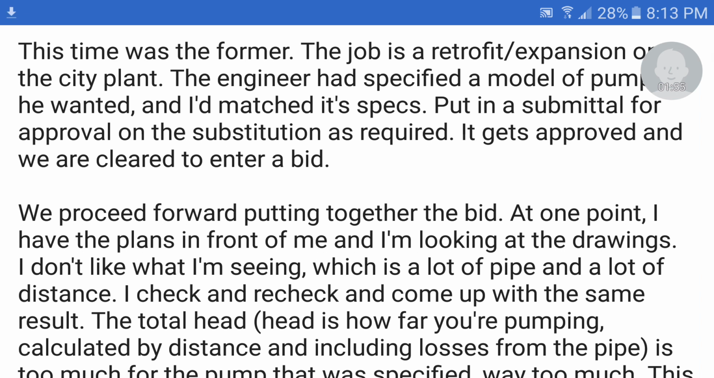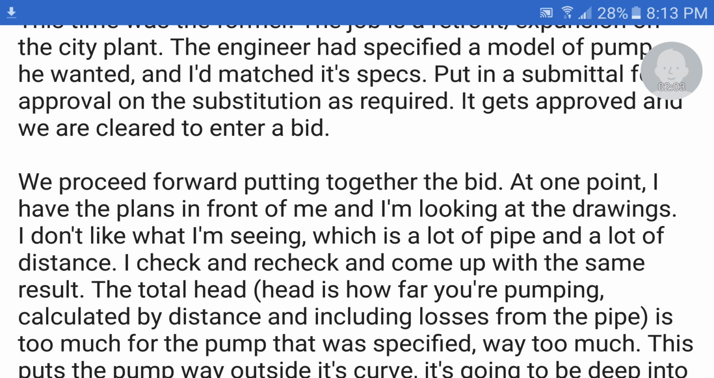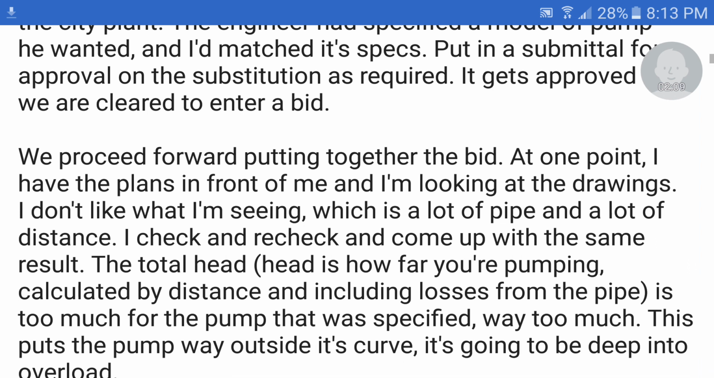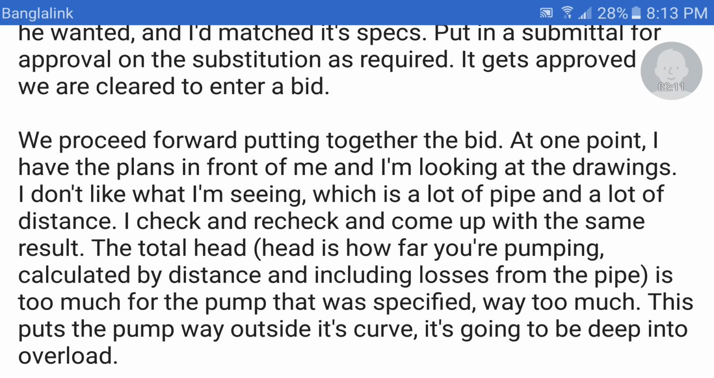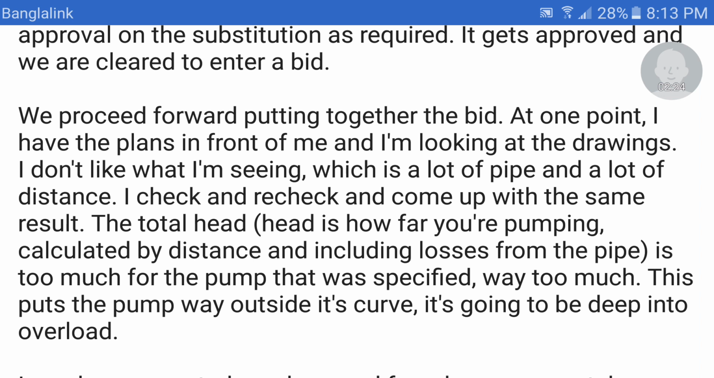At one point, I have the plans in front of me and I'm looking at the drawings. I don't like what I'm seeing, which is a lot of pipe and a lot of distance. I check and recheck and come up with the same result. The total head, which is how far you're pumping, calculated by distance and including losses from the pipe, is too much for the pump that was specified. Way too much. This puts the pump way outside its curve. It's going to be deep into overload.